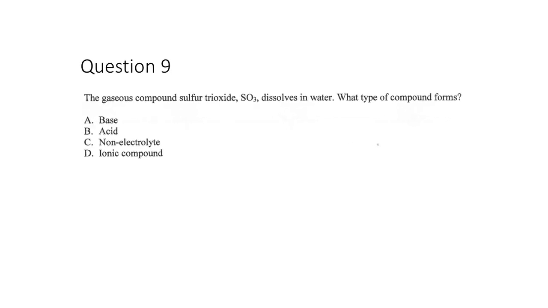The gaseous compound SO3 dissolves in water. What type of compound forms? It's an acid. We form something like H2SO4, something acidic when a non-metal oxide reacts with water. Metal oxides form basic solutions.